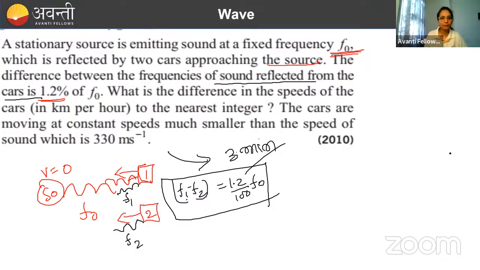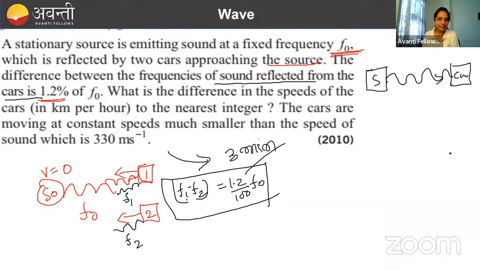How to calculate F1 and F2? So let's first calculate F1. Let's focus on that. So this was my source. Then the wave traveled like this. It reached the car. Okay? So the car received some sound, that is the incident sound. So let's first see what is the frequency of the incident sound wave received by the car.